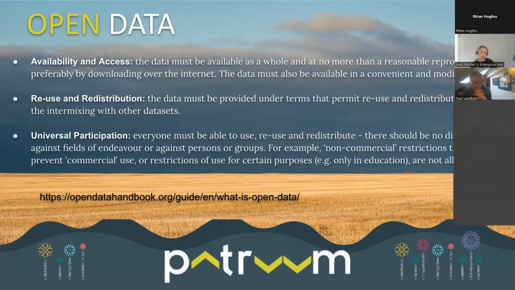The terms that the data must be provided under must allow everyone to be able to reuse, redistribute, and intermix with other data sets. That's the key element of open data. And universal participation: everyone must be able to use, reuse, and redistribute. There should be no discrimination.